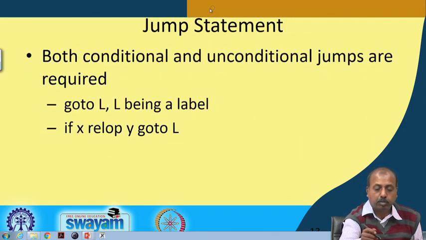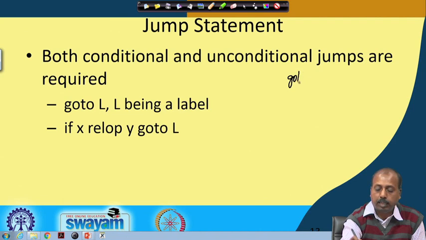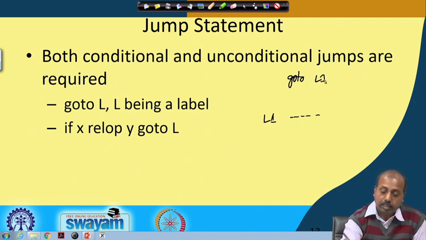In a program, you can have a statement at this point say go to L1, and this L1 may be a label here. Some statement may have L1 before it, which means that this label is L1. When this statement is executed, control will come to L1. Similarly, there can be a go to L2, and L2 may be somewhere here.